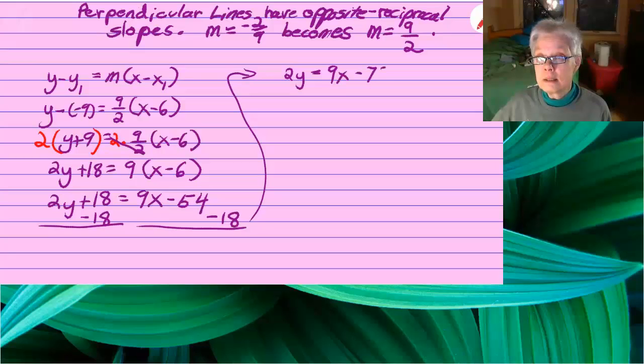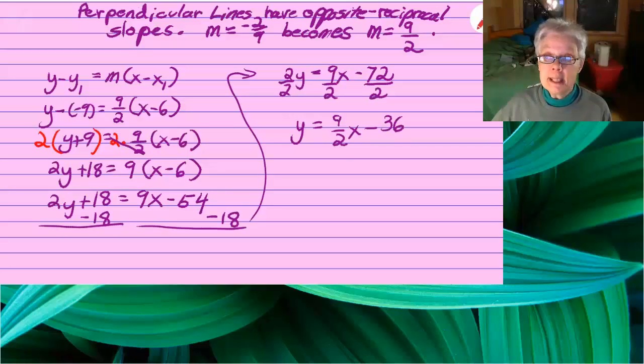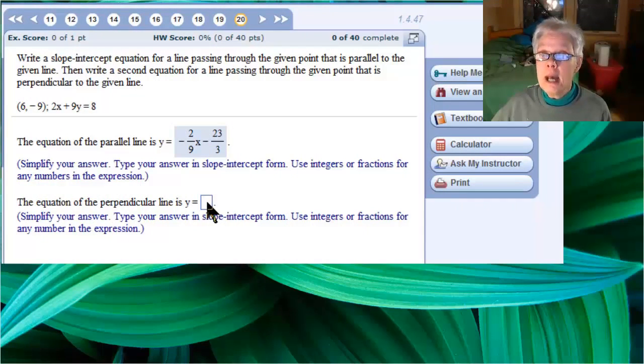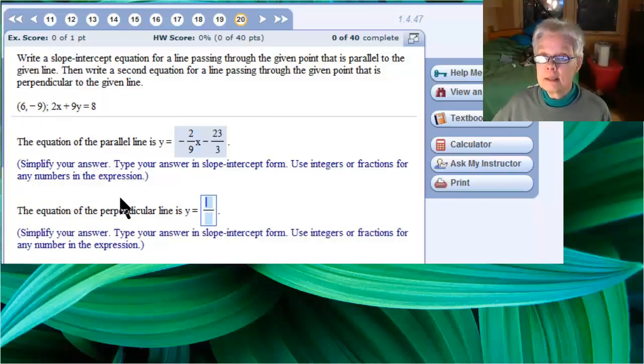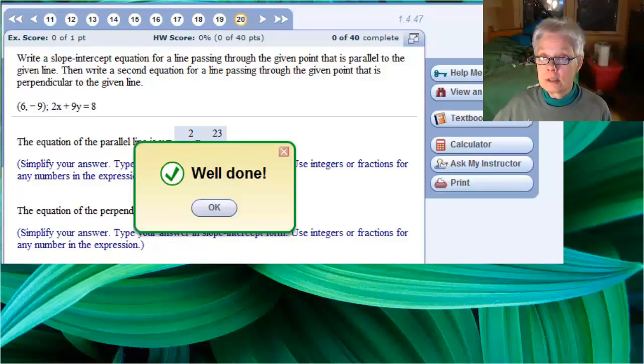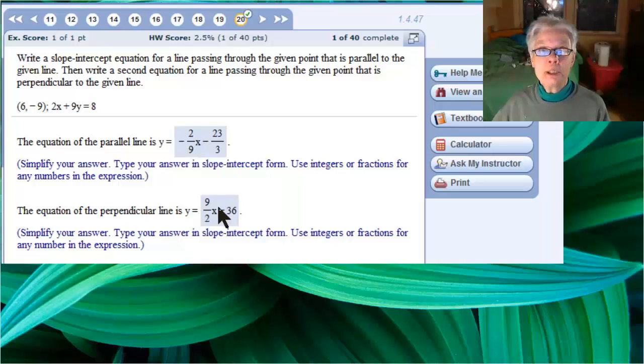9x minus 72. Divide by 2 all the way through, and you'll have y equals 9/2 x minus 36. That's our perpendicular equation. Now, put that in the answer box carefully. Nine over two, right arrow, x, minus 36. Check answer. Well done. I like it when it tells me I'm right.